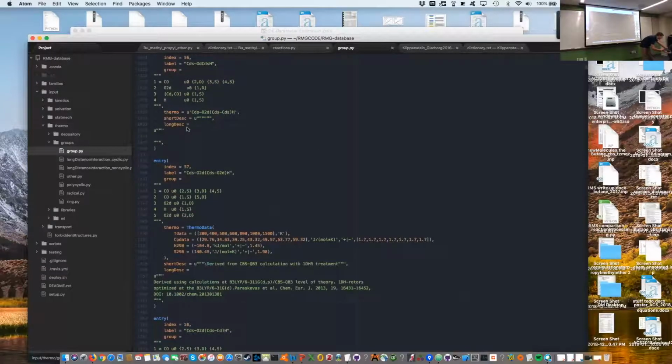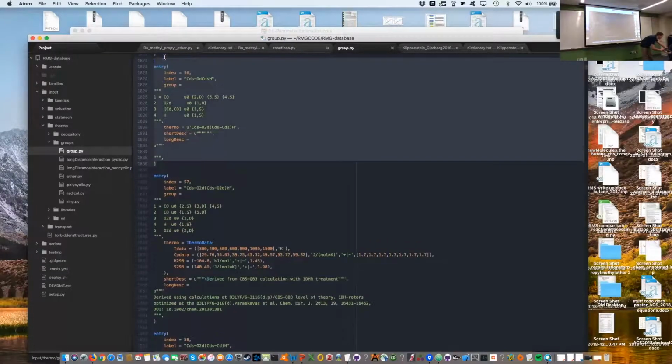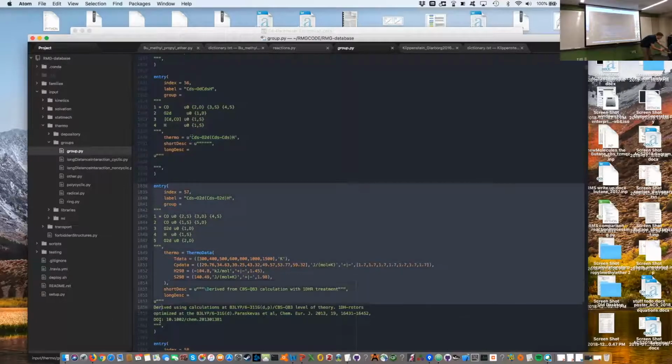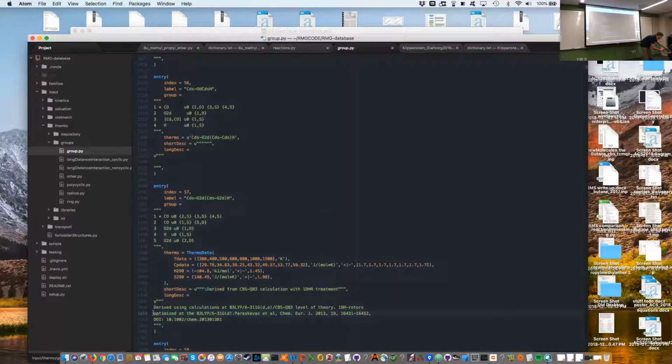So here's an example of one that's referenced to another node, where here we've got a C double bonded to an O, with the O, and the thermo is referenced to the label of a different node rather than a piece of data. Whereas down here in this one, it's referenced directly to data derived from some calculations.